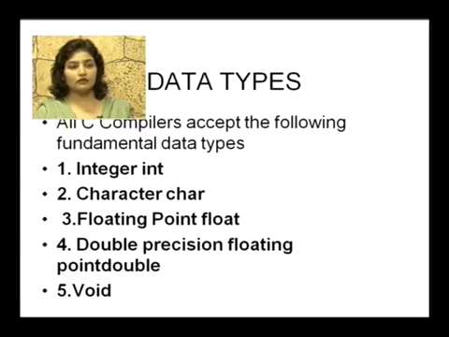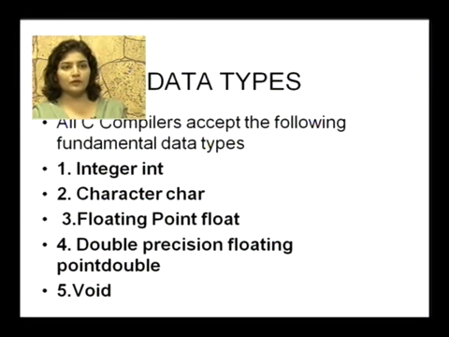Now, when you are working in C, you will be using the following data types: integer, which is written as int; character, which is written as char; floating point, float; double precision floating point, which you will define as double; and void.